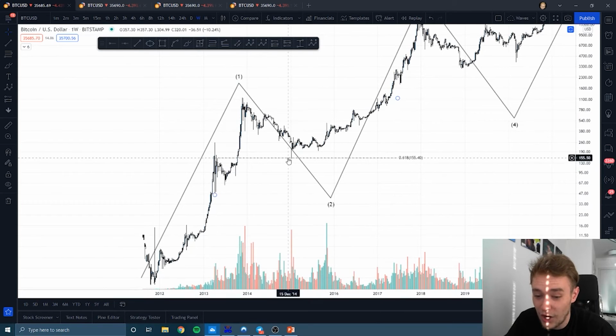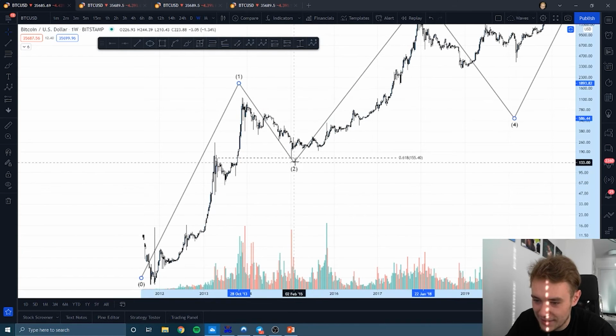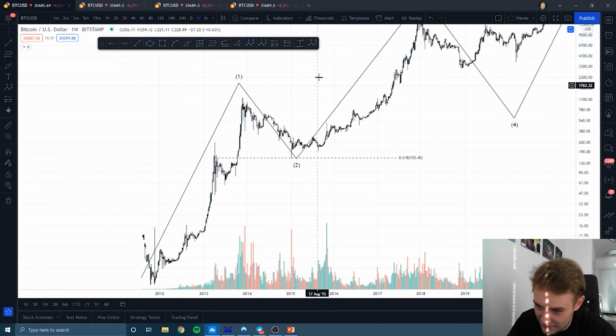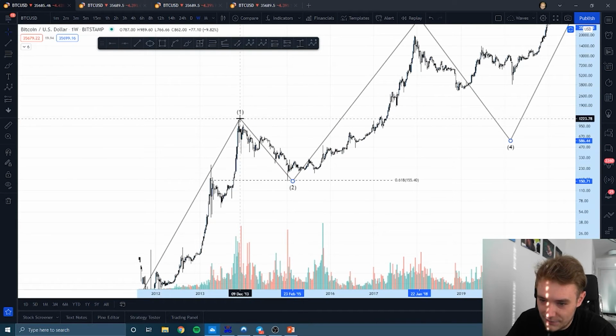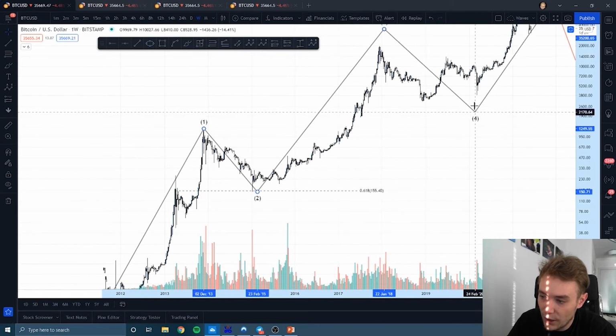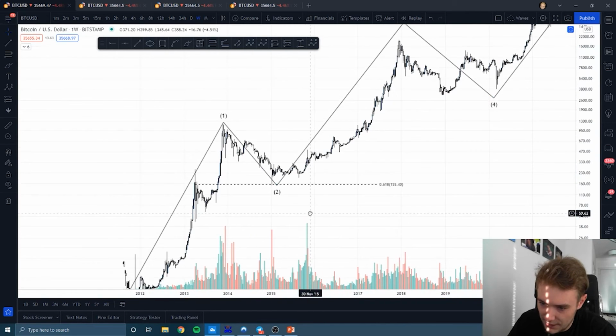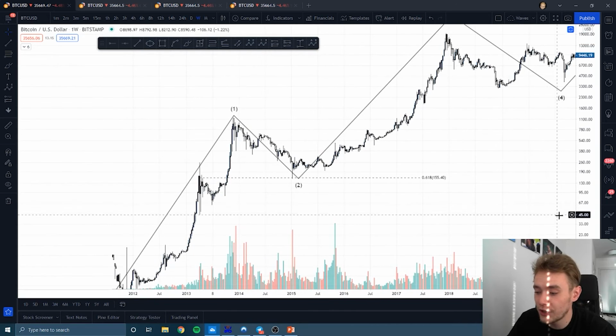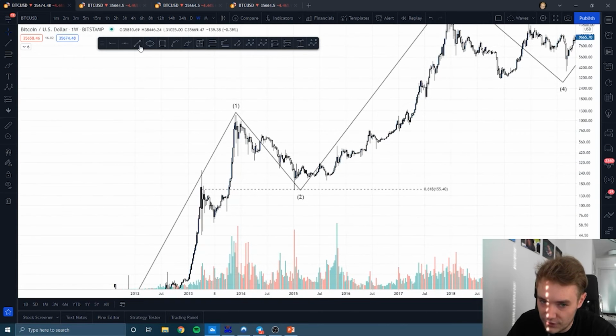And what do we see here on a wick basis? We perfectly test the 0.618. So I'm going to fit my second wave right to there. And as we go, you'll notice that the second wave and the fourth wave are counter trend moves, so in the opposite direction of the trend, and this is usually where you see those longer periods of consolidation.